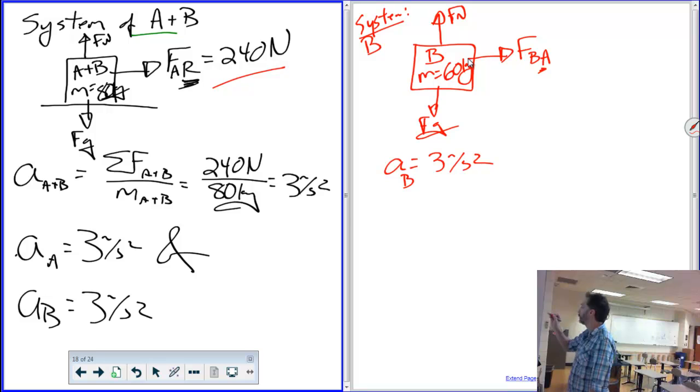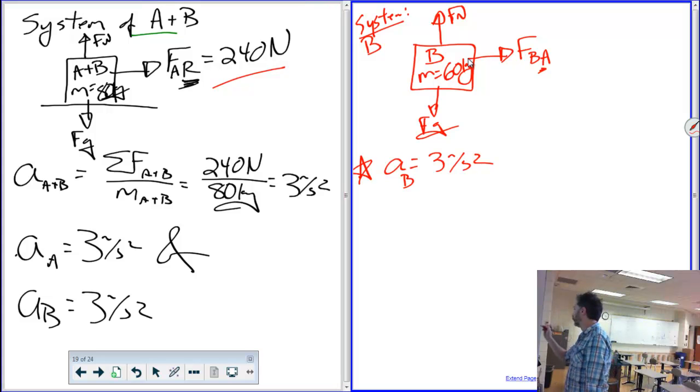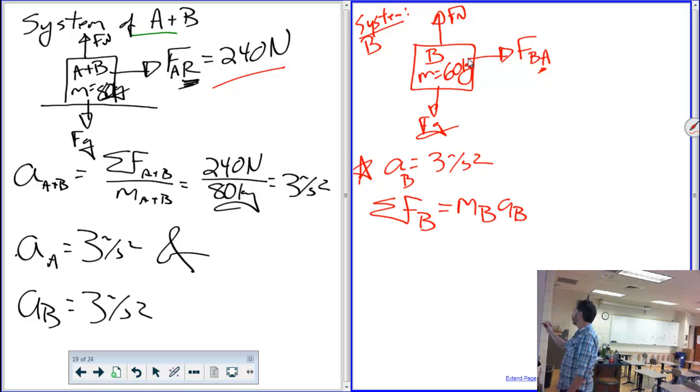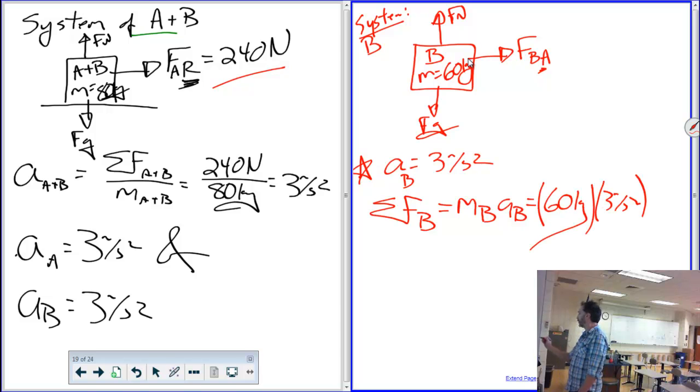So, remember, big rule of thumb. Anytime you know the acceleration, find the net force. So the net force on box B is the mass of B times the acceleration of B. So 60 kilograms for box B. Acceleration is 3 meters per second squared. Multiply it out, you get 180 newtons.